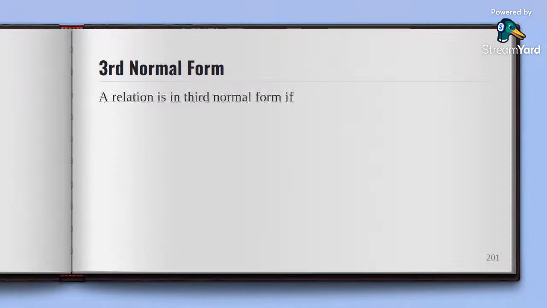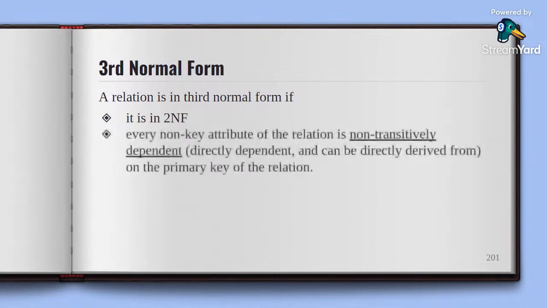A relation is in third normal form if it's in second normal form and every non-key attribute of the relation is non-transitively dependent. So we should have no transitive dependencies in third normal form. All the non-prime attributes should be directly dependent on the primary key.